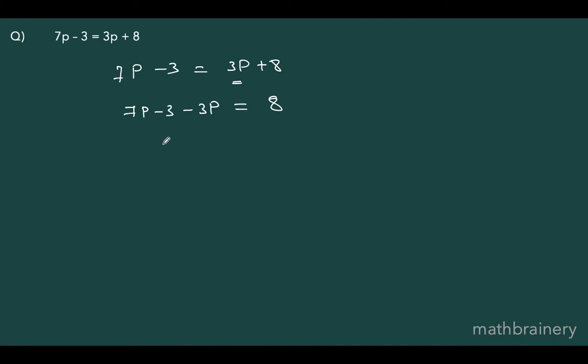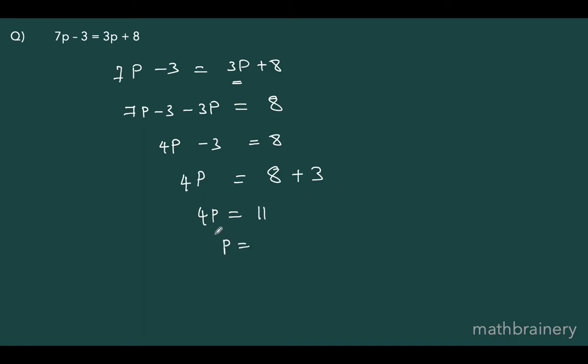7p minus 3p is 4p. 4p minus 3 is equal to 8. Now let's transpose the constant term here on the left side to the right side. It will be 4p is equal to 8. Here minus 3, when it is transposed to the right side, it will become positive 3. So your 4p is equal to 8 plus 3, which is 11.